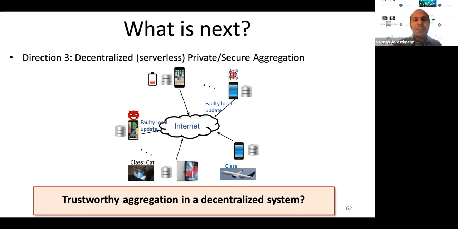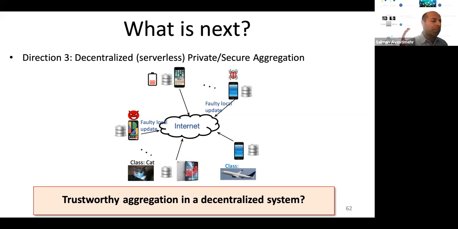Finally, a third open direction is more of, as you can see, there has been a lot of emphasis on the server doing the aggregation, coordinating between the users, etc. This is motivated by scenarios where, for example, federated learning is driven by cloud companies like Google, Amazon, etc., that play the role of the server.